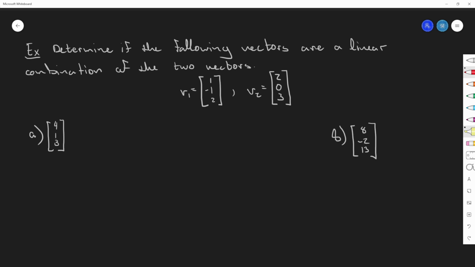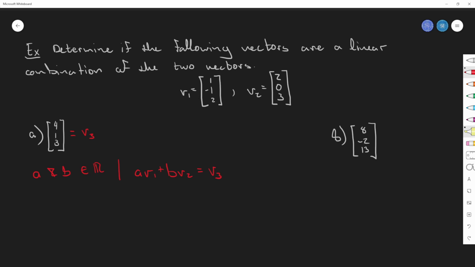So what this is essentially saying is, can I find an A and B that are real numbers such that A times V1 plus B times V2 is equal to V3? And so this can pretty much be a system of equations type of question.